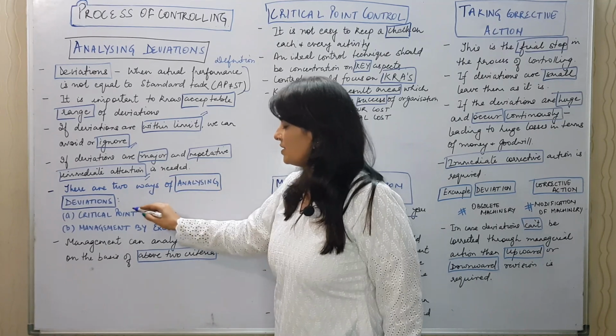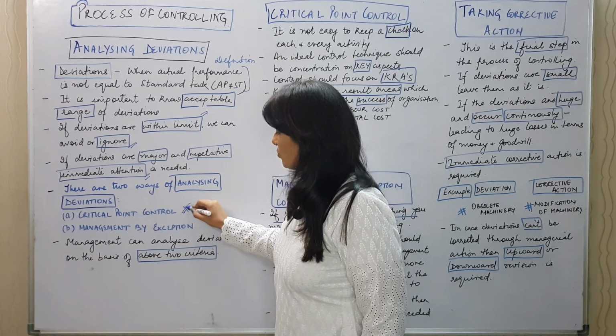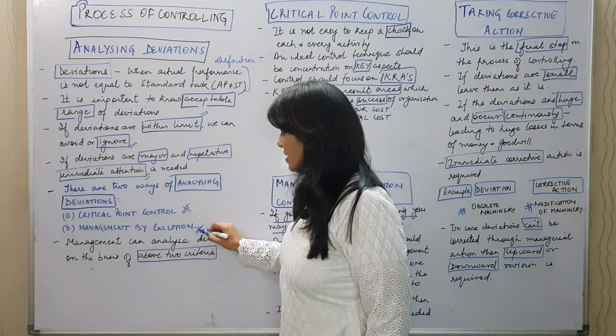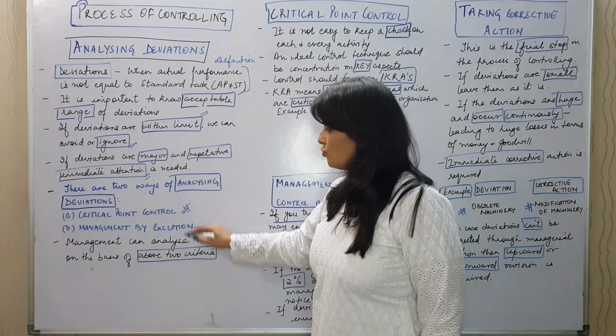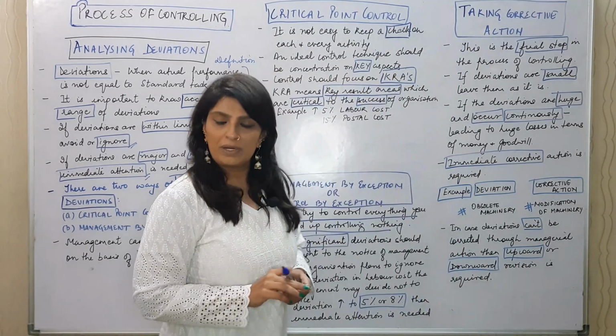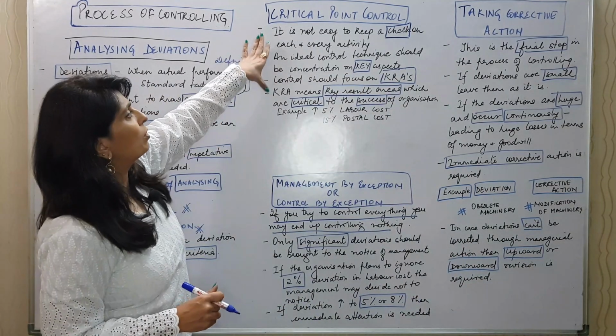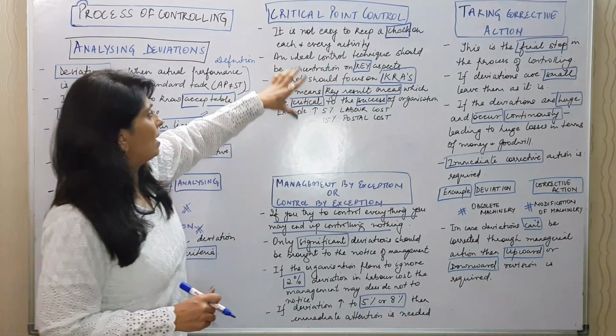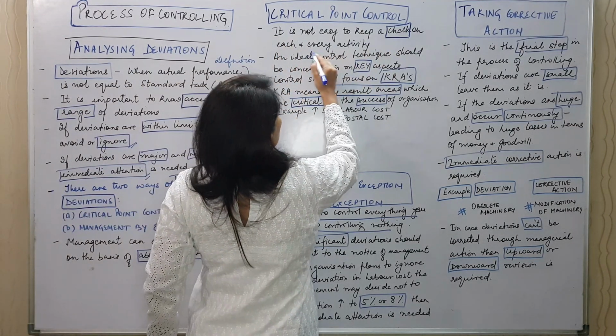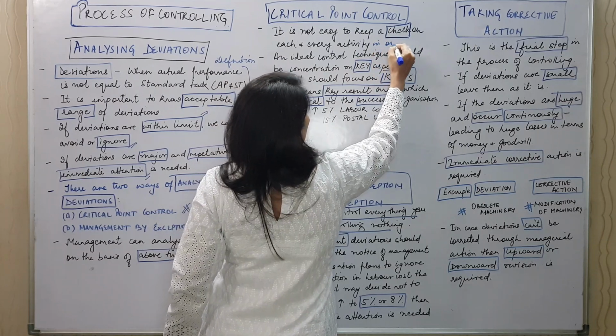There are two ways of analyzing deviation. First is critical point control and the next one is management by exception. Management can analyze deviation on the basis of these two criteria, starting with critical point control. It's not easy to keep a check on each and every activity in the organization.